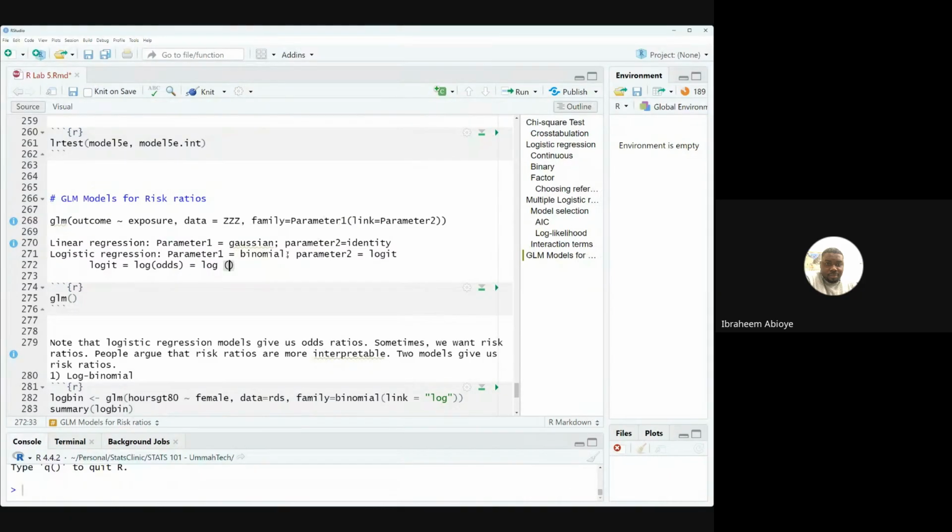Okay, which is also the logarithm. I remember that odds is probability divided by 1 minus the probability. Okay, this is the odds. So that's the logistic regression. Basically, you're saying to R that when you obtain the relationship between the exposure and the outcome, I want you to express this in form of the logarithm of the odds. Okay, so that's really what we're asking R to do in logistic regression.